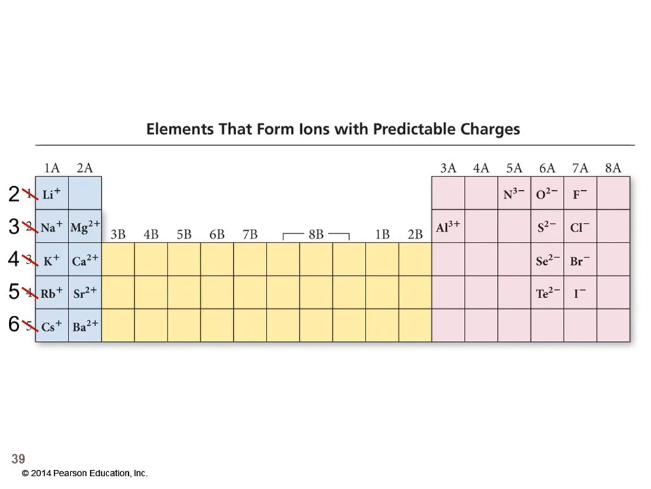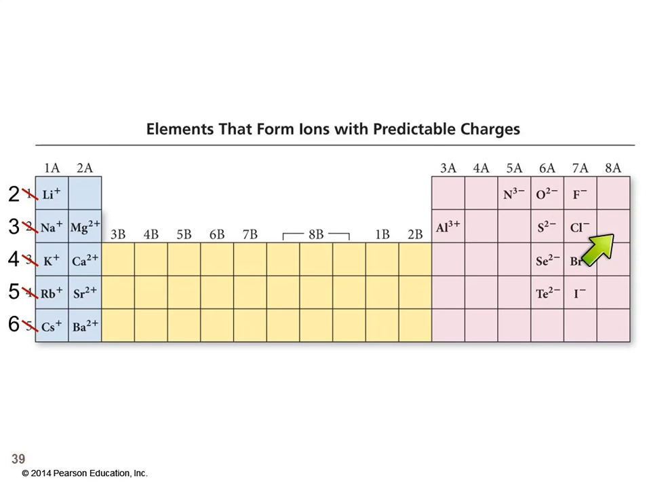This is a figure from the textbook, and I had to correct this because they numbered their periods wrong. They forgot that hydrogen's not on here, and so they started numbering at the top. I don't know why I see these things. I can't help it.